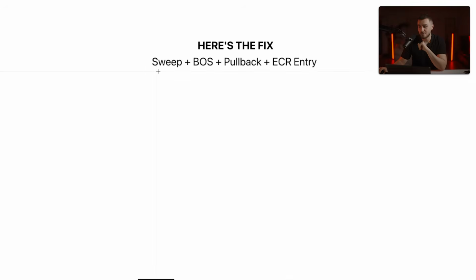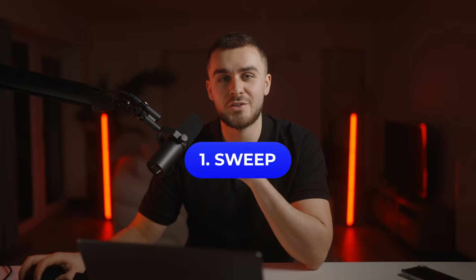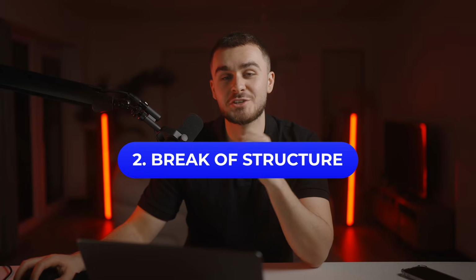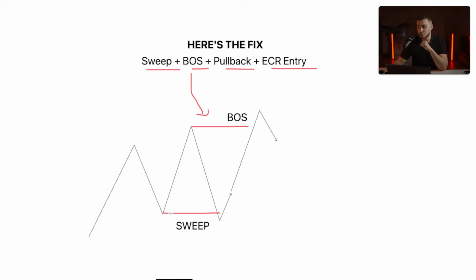What you're going to be looking for is a sweep, breaker structure, pullback, and ECR entry. Let me explain. So point number 1 is all about the sweep. As we can see, price is clearly moving towards the upside, and instead of moving up again, it sweeps this particular low over here. Now, the second part is all about the breaker structure. So once we've seen the sweep, we are going to anticipate a break of structure towards the upside again.